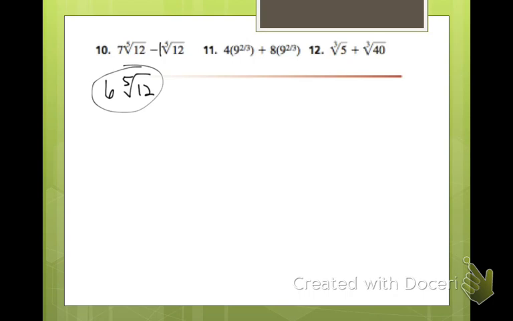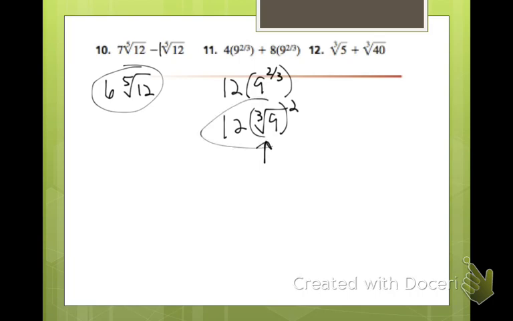Now here we've got 4 times 9 to the 2/3 plus 8 times 9 to the 2/3. So again, we can write that as 12 times 9 to the 2/3. And we can rewrite that, so we've got the cube root of 9 squared. I can't simplify that because 9 is not a perfect cube, but I just rewrite it to check and see if I can.